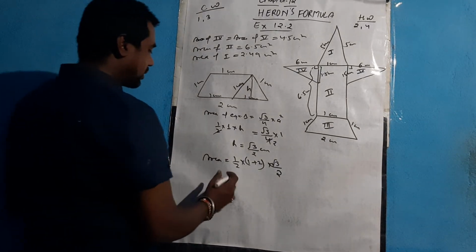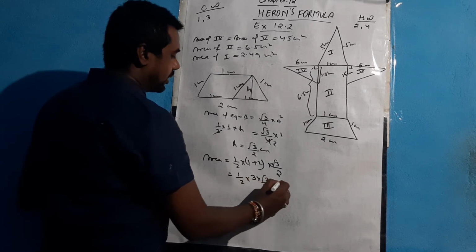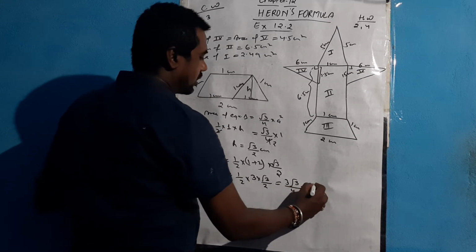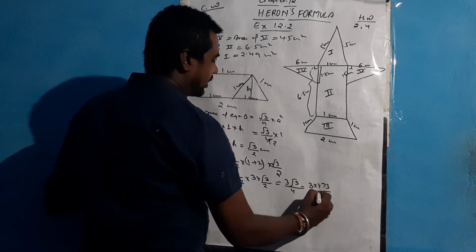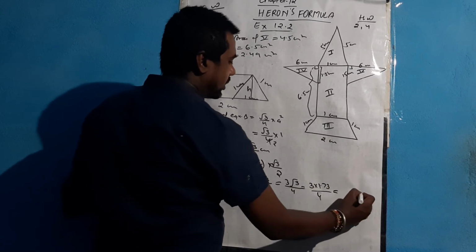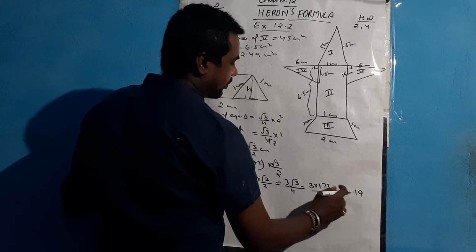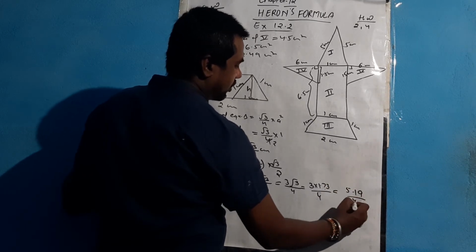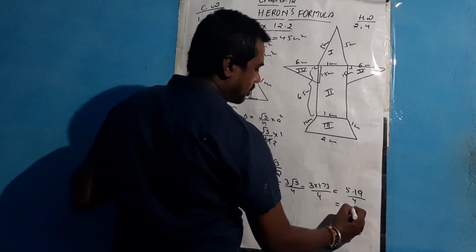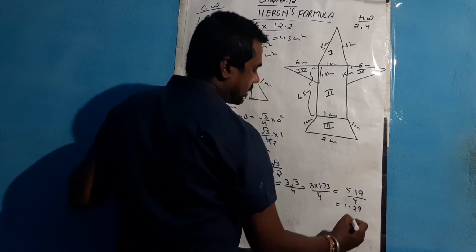Now we'll simplify this. This becomes half into 3 into root 3 by 2. So that is actually 3 root 3 by 4. And root 3 is 1.73. So now putting the value to convert into decimal. 3 3s are 9, 3 7s are 21, 1 carry 2, and so on, multiplying 3 by 1.73 and dividing by 4.